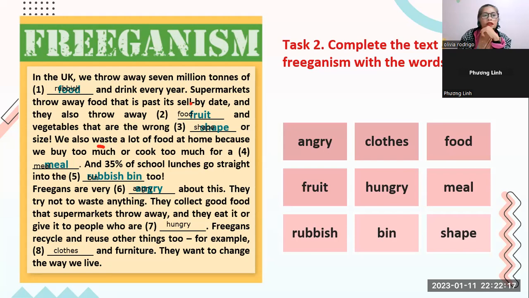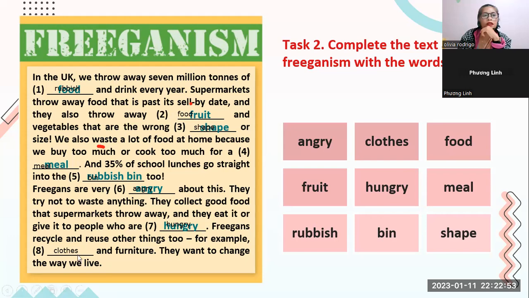Then they collect good food that supermarkets threw away. And they eat it. Give it to people who are hungry. Very good. Freegans recycle and reuse other things too. Wow. So if they can see that those things or the food can be eaten, Lihn, they are going to recycle and reuse it. Recycle means cycle again. Maybe they will cook again. Or reuse, they will use it again.